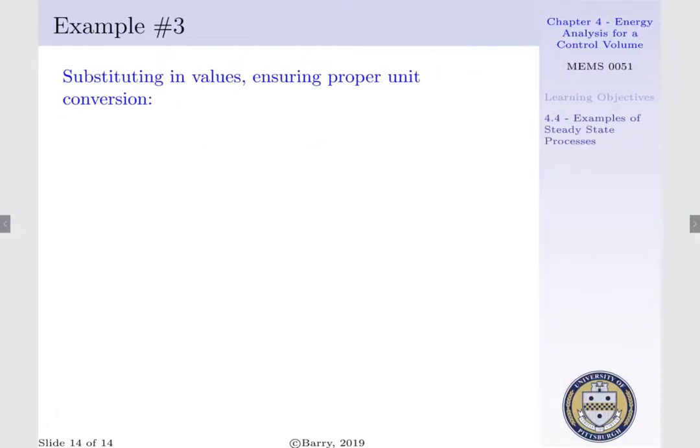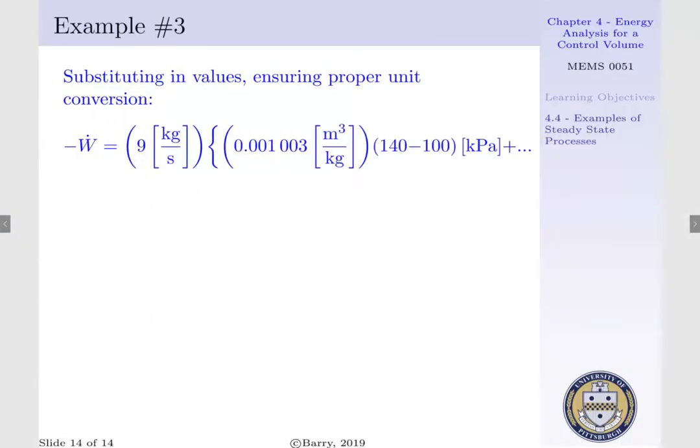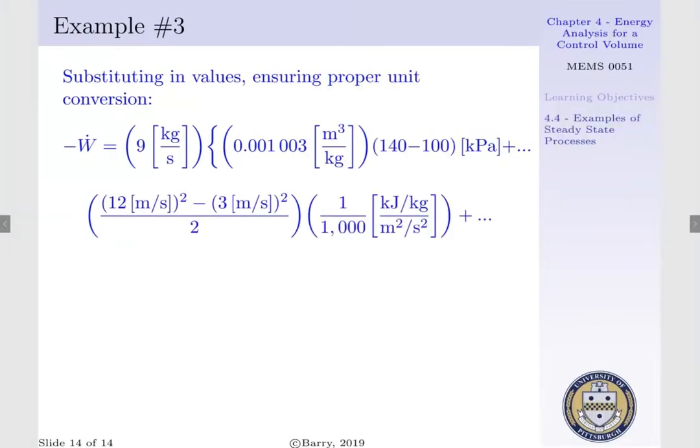Now we can begin to substitute values into our conservation of energy equation, ensuring proper units. Negative W dot is equal to our mass flow rate, 9 kilograms per second, times the following quantities. The first is our difference of enthalpies. This is our saturated liquid specific volume, 0.001003 meters cubed per kg, times the difference of pressures between state 2 and state 1, i.e. 140 minus 100 kPa, plus the difference of our kinetic energies. We have our velocity at state 2, 12 meters per second squared, less our velocity at state 1, 3 meters per second squared, over 2.